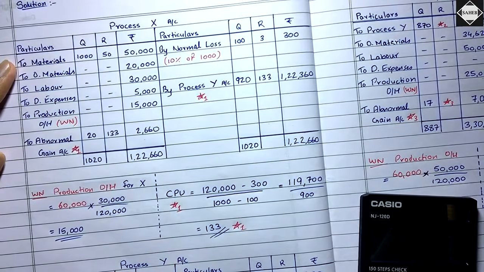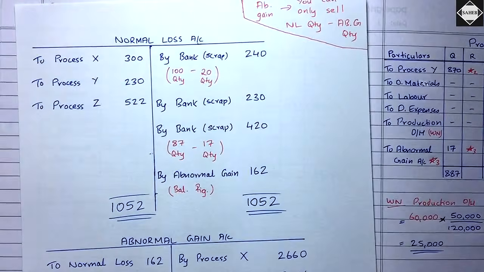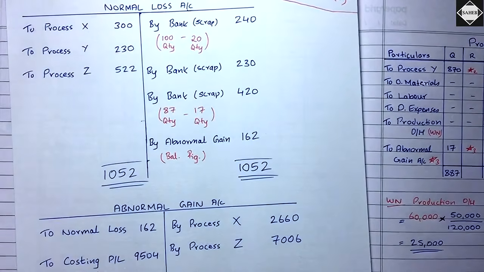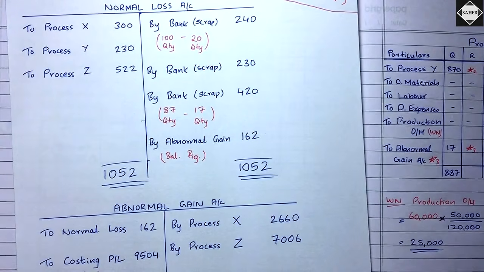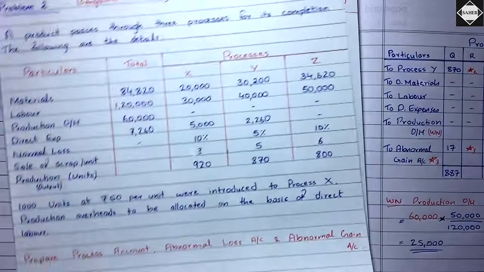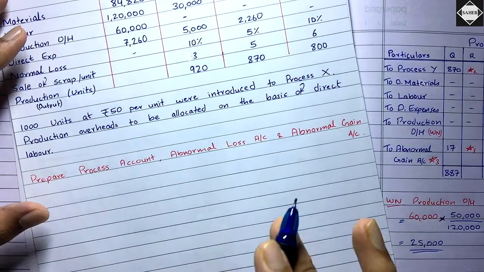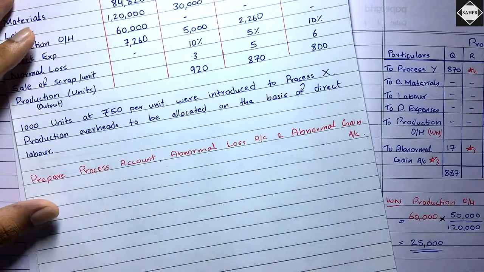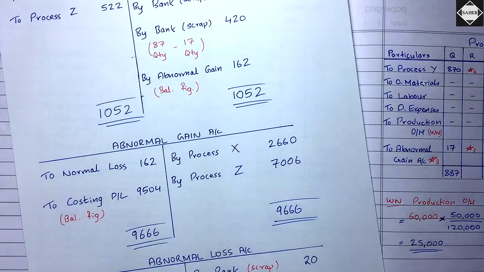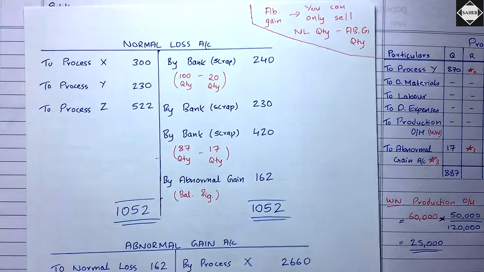Yes. So that's it. Now let's go to the normal loss account. Now here we have the normal loss account, abnormal gain account and abnormal loss account. Let's understand how to prepare this. In the previous videos we haven't understood this practically, so let's see this. It's very simple. In this question they haven't asked you to prepare the normal loss account, but still we'll understand how to prepare it. It's very easy, not difficult. See how you have to do it. You just have to do cross posting from the process account.